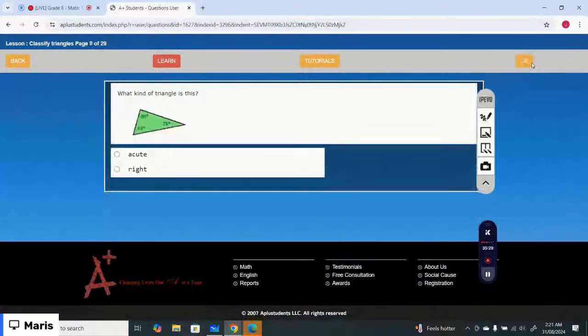What kind of triangle is this? Acute or right? The correct option is acute triangle, right? Okay, you can complete the lesson by yourself later today. Let me just move on to the next lesson.